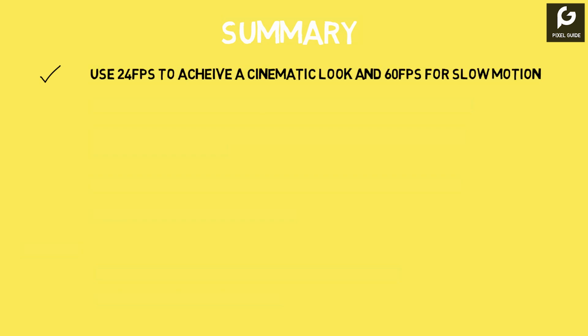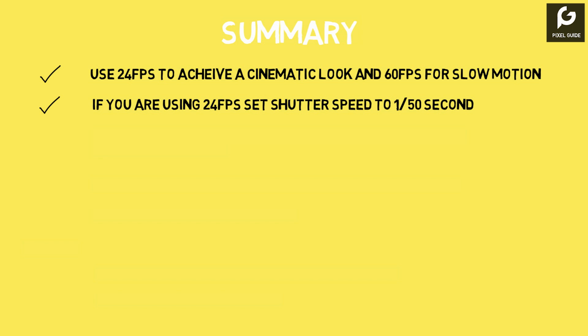So let's see the overall summary. Use 24 FPS to achieve a cinematic look and 60 FPS or higher for slow motion. If you are using 24 FPS, then your shutter speed should be 1 by 50 of a second, and if you are using 60 FPS, then your shutter speed should be 1 by 20 of a second.